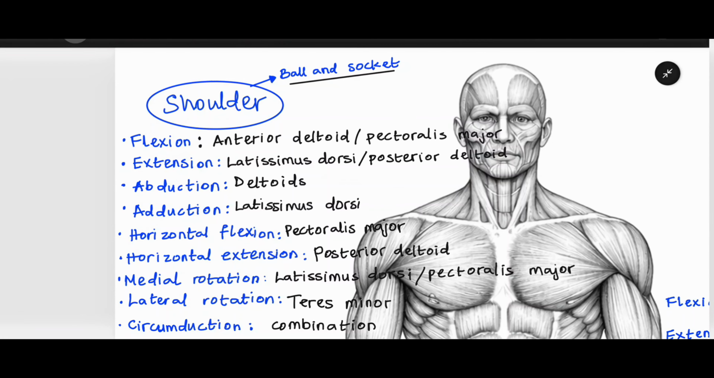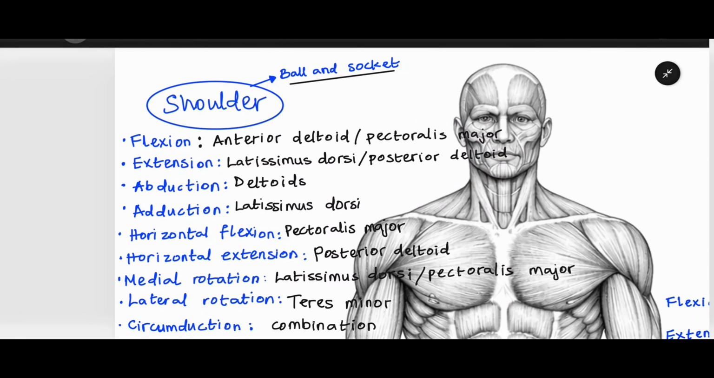So flexion, which is basically where the arm goes forward, like up in front of you, and that is caused by the anterior deltoids with a little bit of help from the pectoralis major, but mainly the anterior deltoid. We have extension, which is the opposite, where your arms go backwards, and this is caused by the contraction of the latissimus dorsi with a little bit of help from the posterior deltoid, but mainly by the latissimus dorsi.